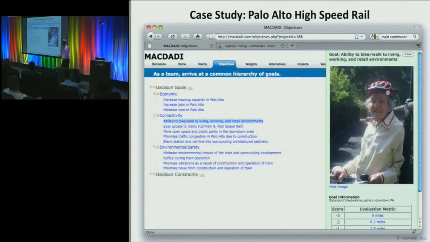The next step is defining all the objectives, so getting them all on one page, trying to organize them and communicate them. And for each objective, for example, the ability to bike and walk, we start to try to describe what we mean by what would be a good solution for this. Say 8 miles of biking trails through Palo Alto. What would be a very bad solution? No miles of biking trails. So we can start to understand how we're going to measure each of these objectives.